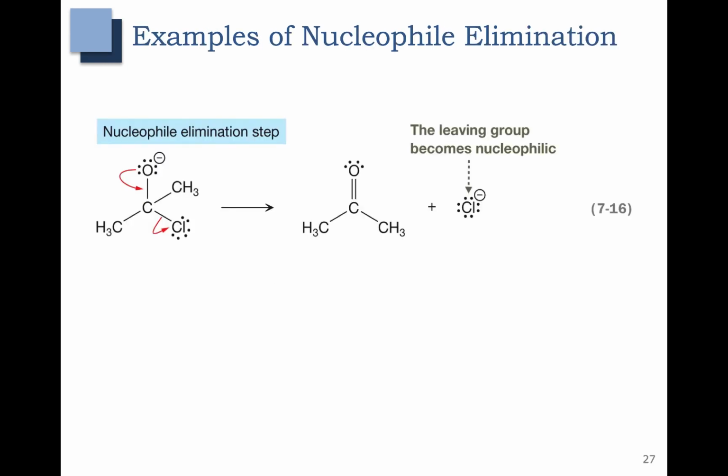Let's look at some examples. In our first example here, we have an oxygen with a negative charge, and that oxygen lone pair is going to come down to form an oxygen-carbon pi bond. Blue lone pair becomes the carbon-oxygen pi bond. The carbon-chlorine bond breaks to become a lone pair on the chlorine, and it leaves as Cl-. So the carbon-chlorine bond is breaking, and we get a lone pair on the Cl-.